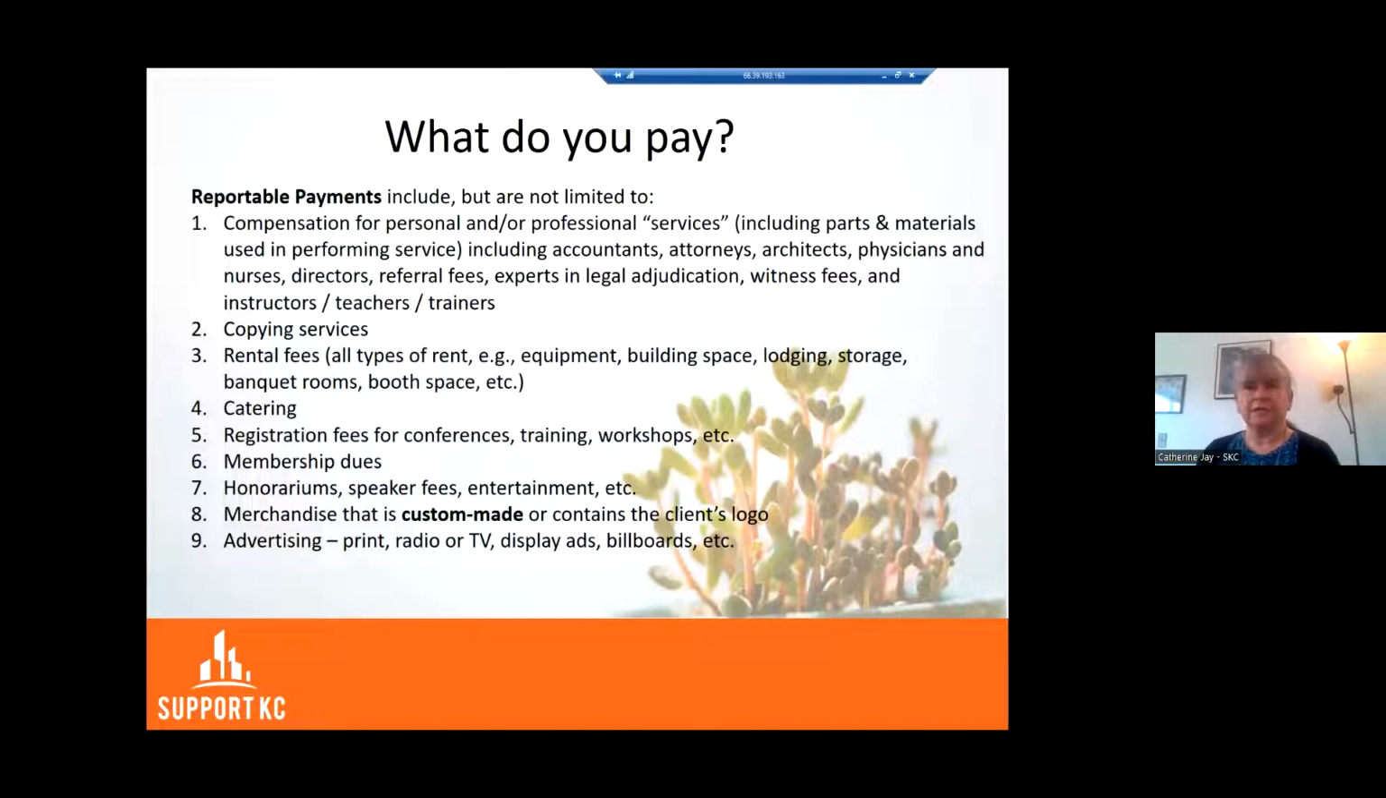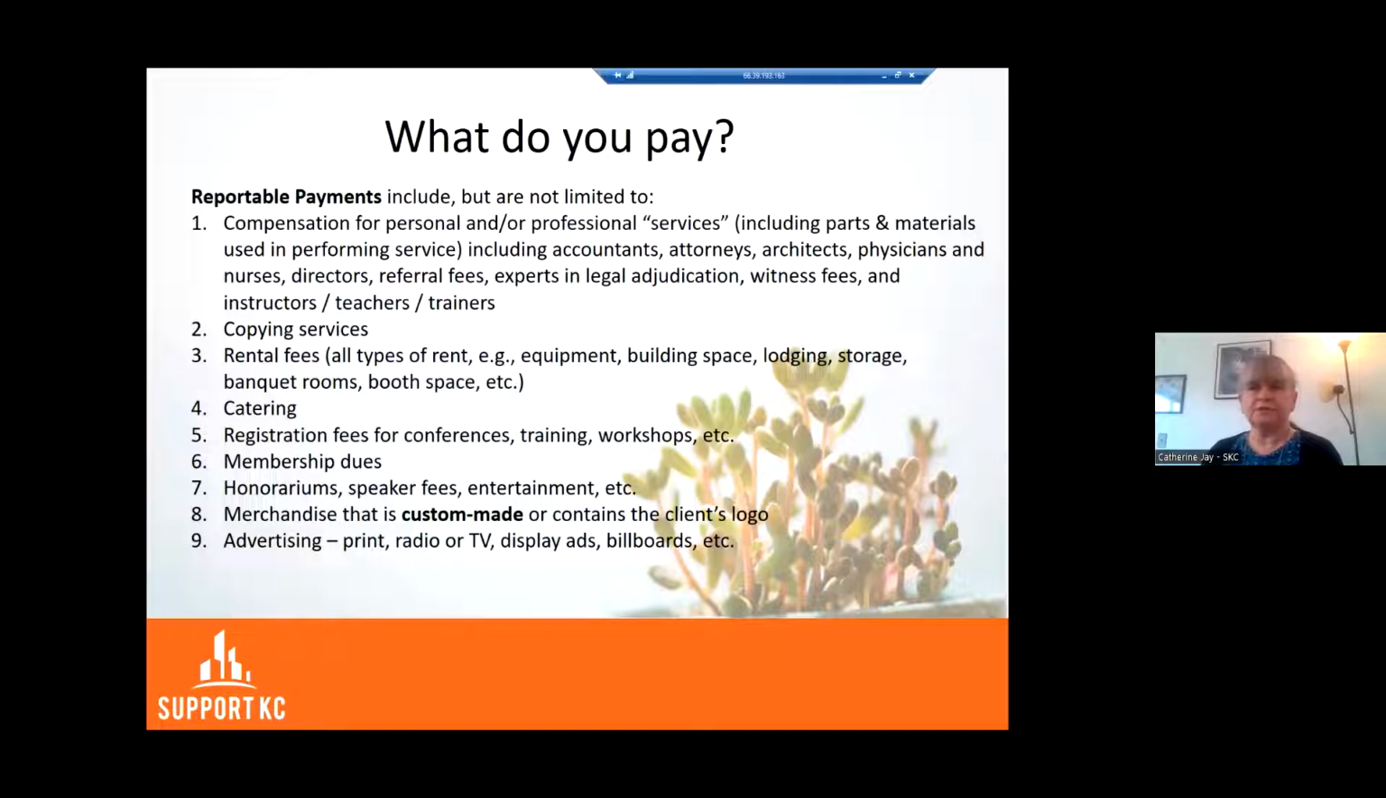If you have an invoice that includes parts and materials as well as performing services, if the parts and materials are not specifically delineated on the invoice, they're not broken out, then you would include the full amount in the reportable payments. And then once that company or vendor receives their 1099, they will be breaking that out on their end when they file their tax returns. But if it's not broken out on the invoice, we report the full amount on the 1099.